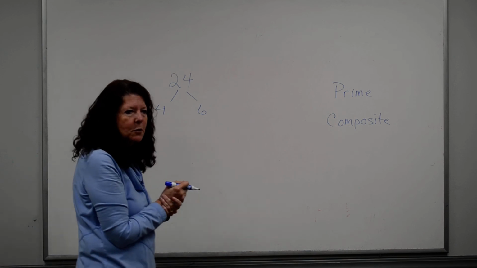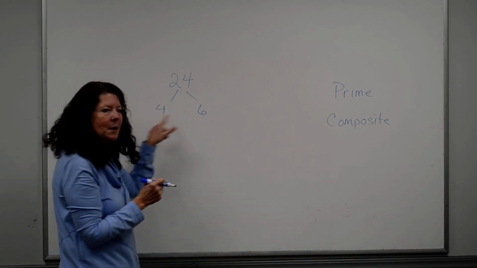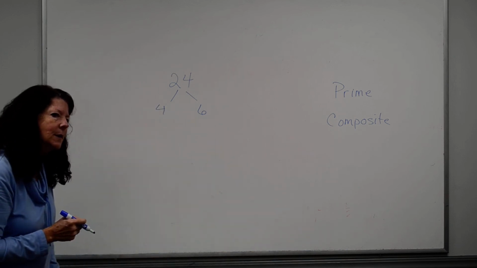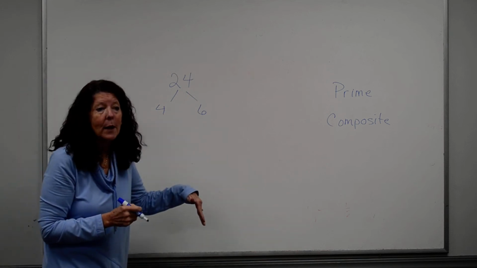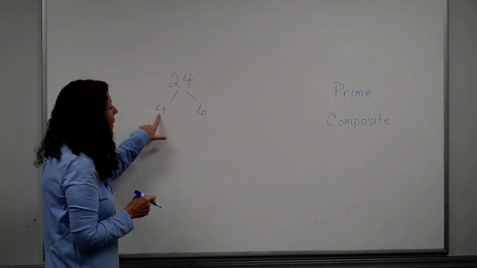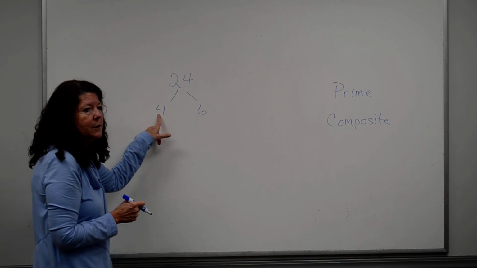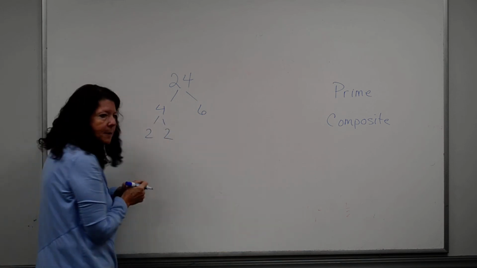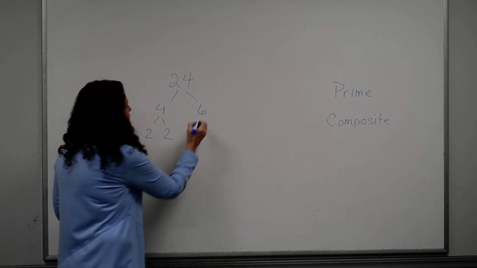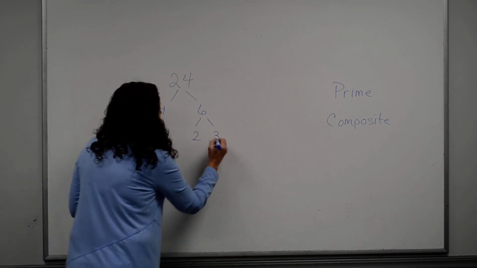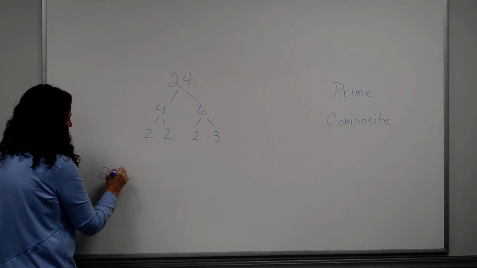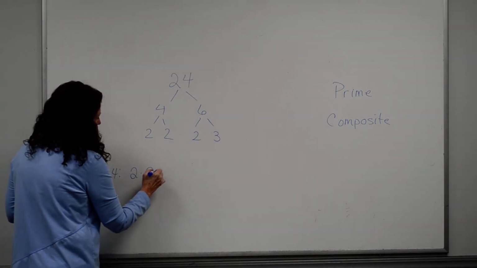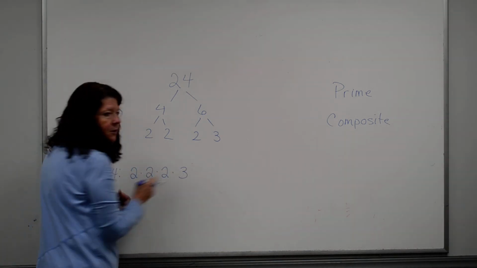Then 4 times 6 equals 24. Are these prime numbers right here? No, so I have to keep going until all I have is prime numbers. What can I multiply together to get 4? 2 and 2. What can I multiply together to get 6? 2 and 3. So the prime factorization of 24 is 2 times 2 times 2 times 3.